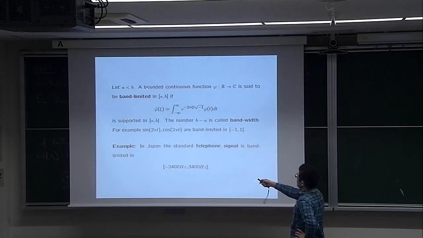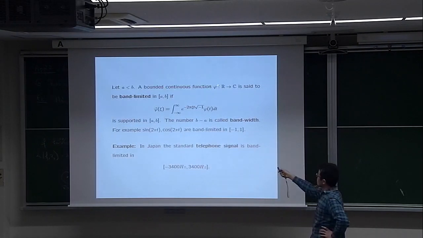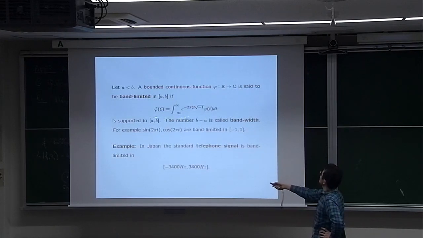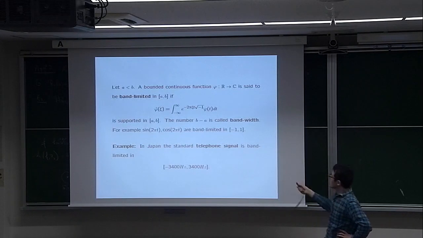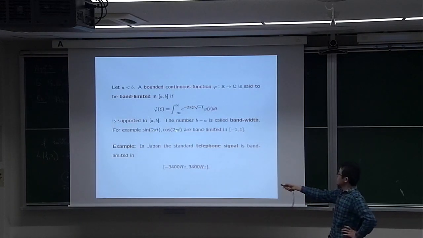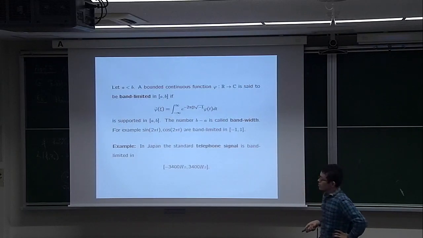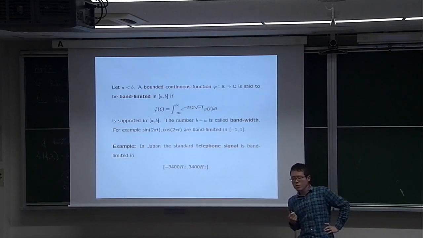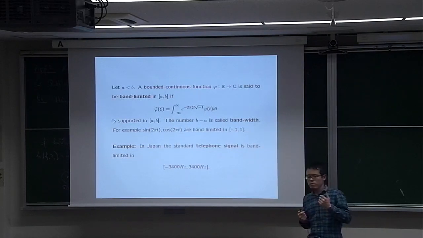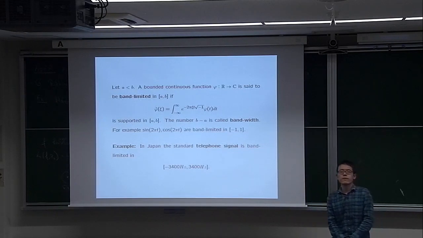Take two real numbers A and B. A bounded continuous function from R to C is said to be band limited between A and B if its Fourier transform is supported between A and B. This number B minus A is called the bandwidth. For example, sin 2πt and cos 2πt are band limited between plus minus 1. And in Japan, the standard telephone signals are band limited between plus minus 3.6 kilohertz, I think.